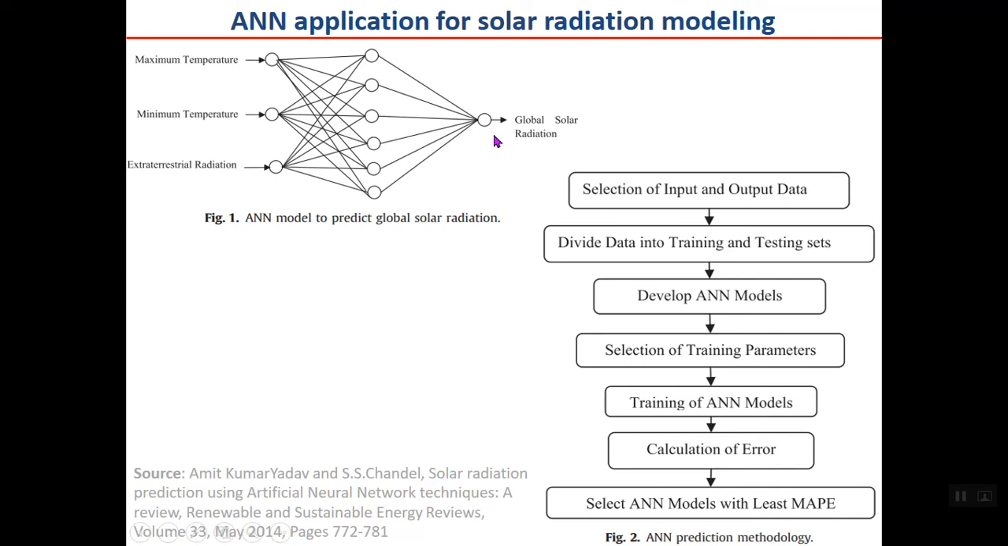Actually, the main benefit of ANN or artificial neural network is for the locations where data are lacking or missing, or there isn't adequate data points for other models or regression models. For example, you can see that maximum temperature, minimum temperature, and extraterrestrial radiation may be used in this model, for example, to estimate the global solar radiation.